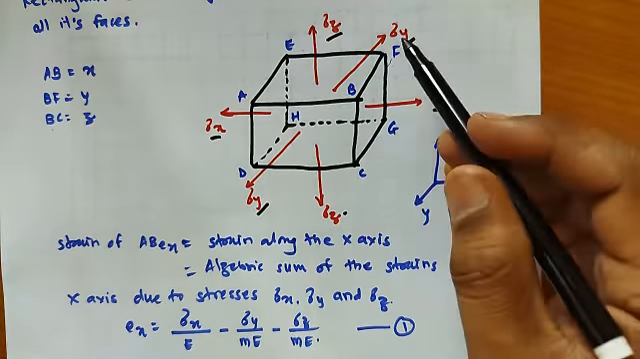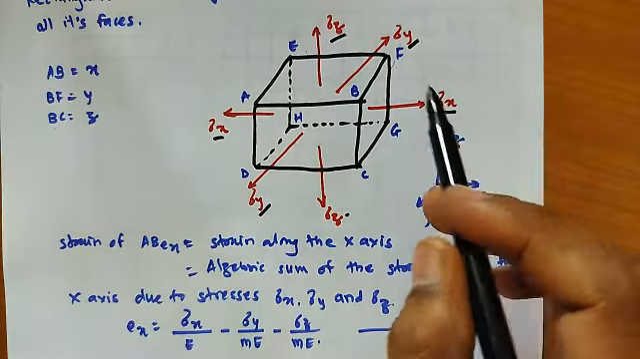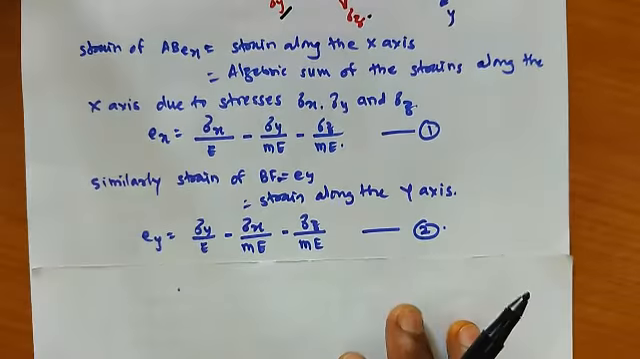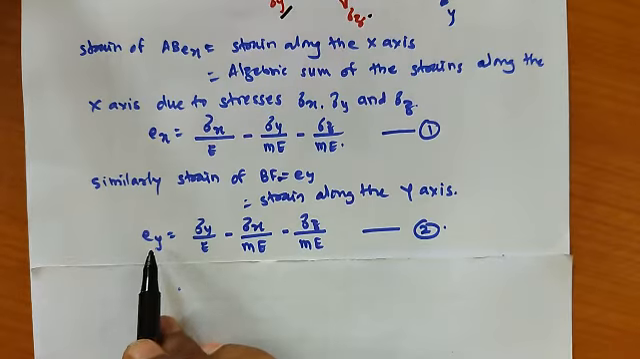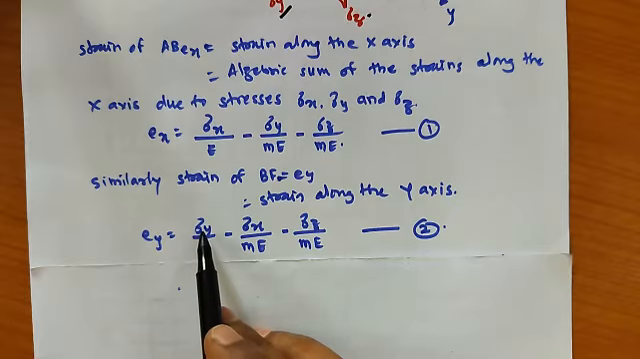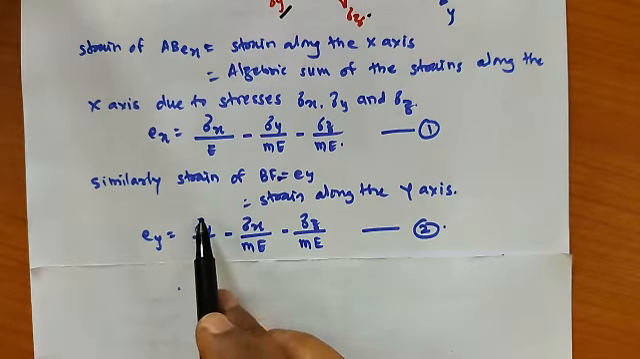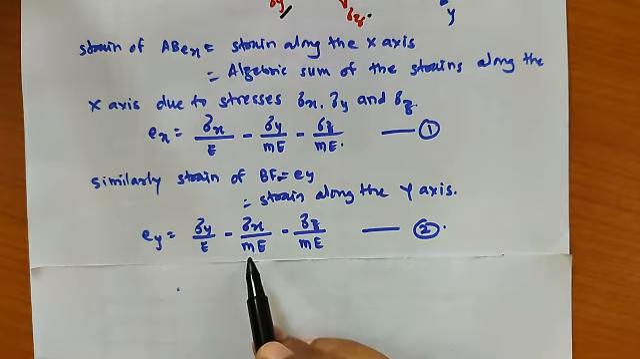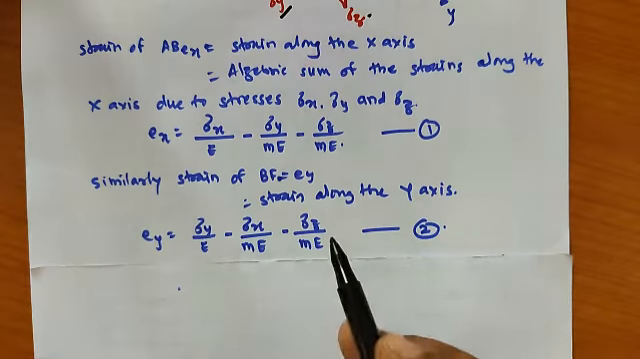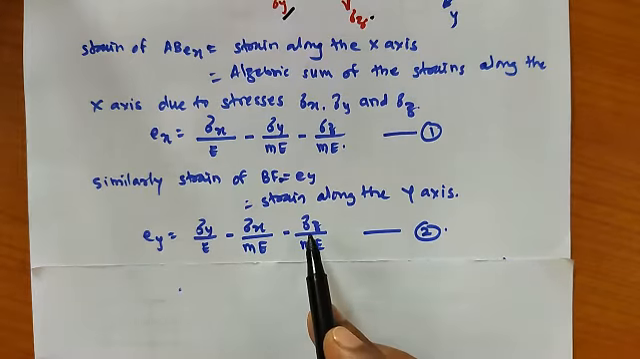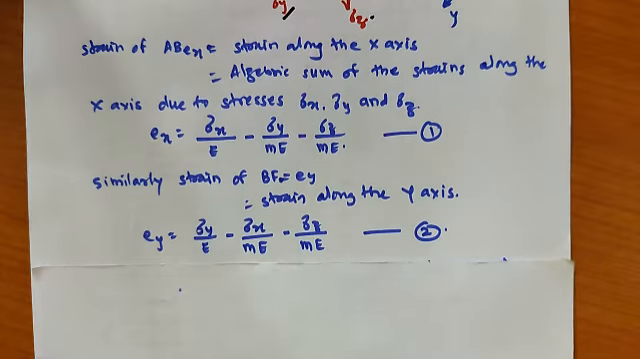When stress is applied in the y direction, this distance will be elongated. But if you consider stresses sigma x and sigma z, this distance will be reduced. So the strain in the y direction is equal to, due to the stress in the y direction, which is tensile and so positive, sigma y divided by E, minus sigma x divided by mE. Here 1 upon m we have considered as Poisson's ratio, minus sigma z upon mE.